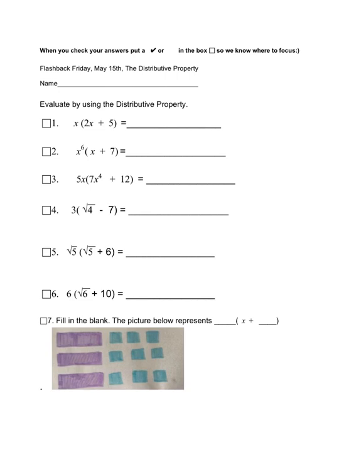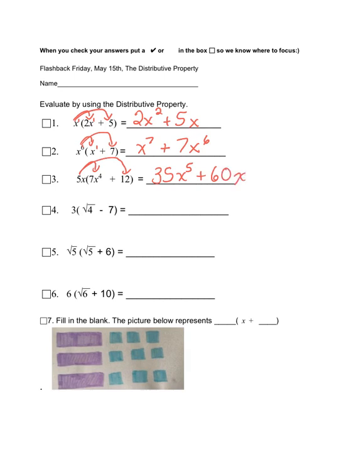Okay, we are dealing with the distributive property, and we are going to distribute this x. So remember that this is understood to be 1. So x times 2x is 2x squared, plus x times 5 is 5x. Then you have x to the 6th times x to the 1st, which is x to the 7th. X to the 6th times 7 is 7x to the 6th. Again, you're distributing this 5x. You multiply the coefficients. 5 times 7 is 35 x to the 5th plus 60x.